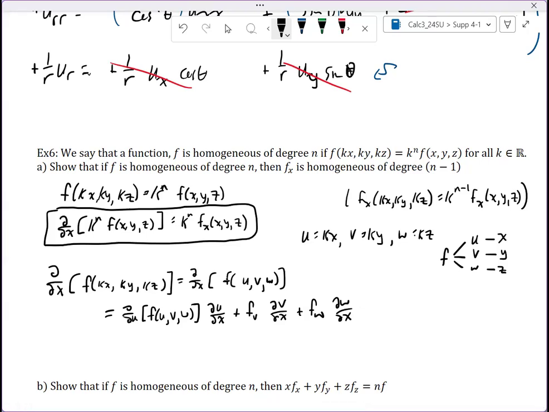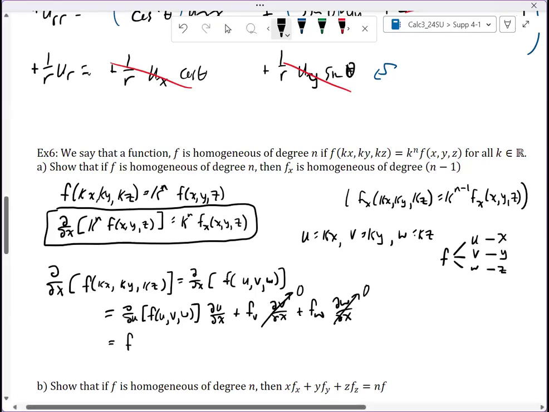Now, what is partial of v with respect to x? Well, v only depends on y. It's independent of x. If I move x, v doesn't move at all. That's 0. As is partial of w with respect to x. W also doesn't depend on x. So really the only first term that carries on is the partial with respect to u, or the partial with respect to the first variable, f of u, v, w times partial of u with respect to x.